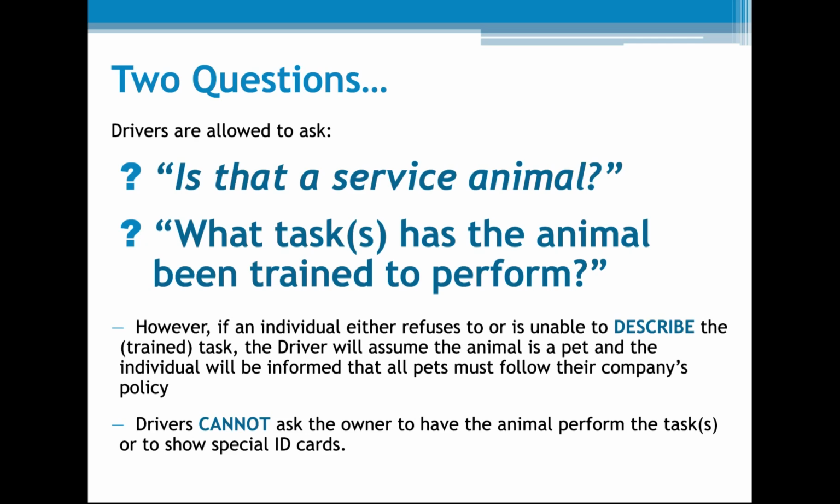The key words in this second question are task and trained. Your customer must be able to describe the trained task to you. Please know that your customer is not required, nor is it appropriate for you to ask them to perform or demonstrate this trained task to you. If your customer refuses to or is unable to describe the trained task to you, then you must assume their animal is a pet. And if this is the case, then you must refer to your company's policy.